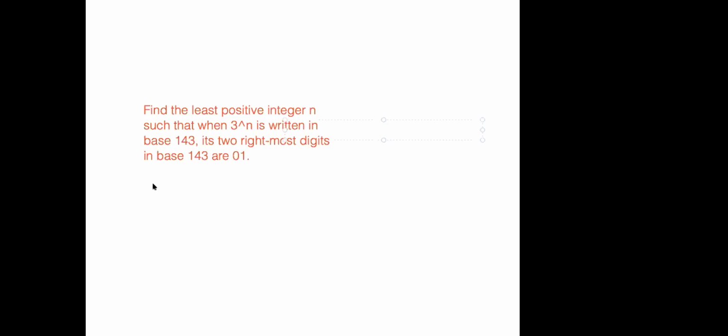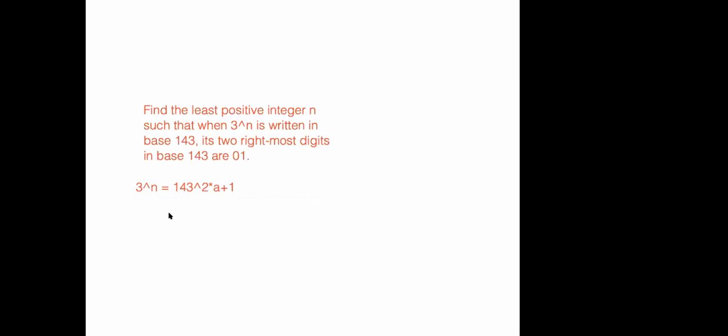All right, so let's start going through this problem. Let's look at this condition first. It says that the two rightmost digits in base 143 are 01, which means we know that 3 to the n is equal to 143 squared times some number, let's say k, plus 1. And this is just translating our condition into base 10.